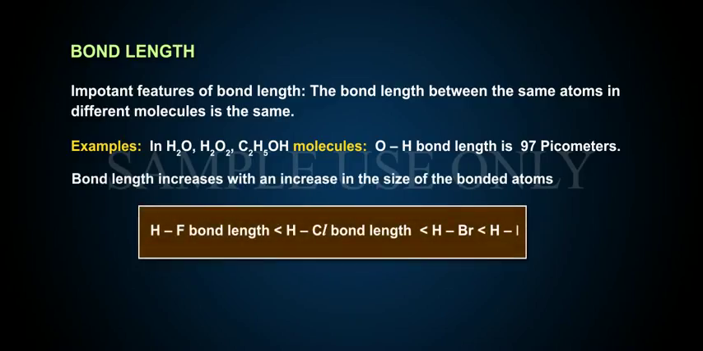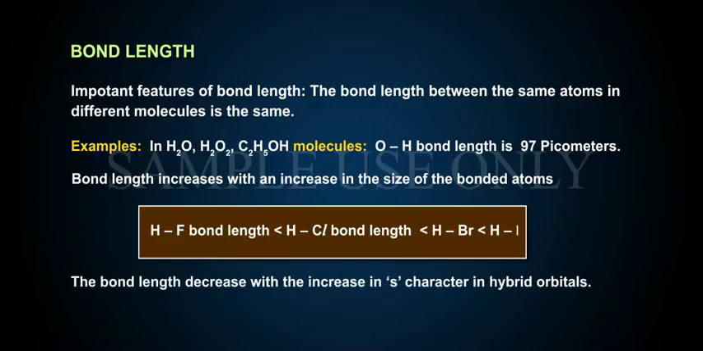Bond length increases with an increase in the size of the bonded atoms. HF bond length is less than HCl bond length, which is less than HBr, less than HI.